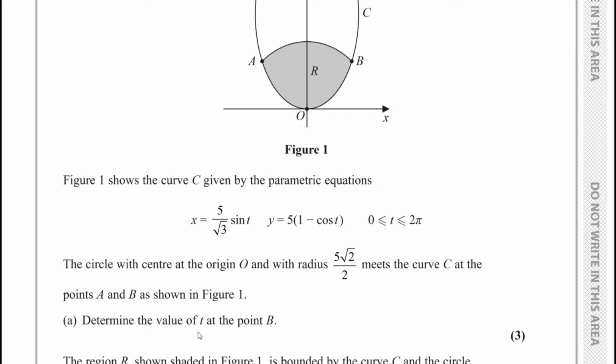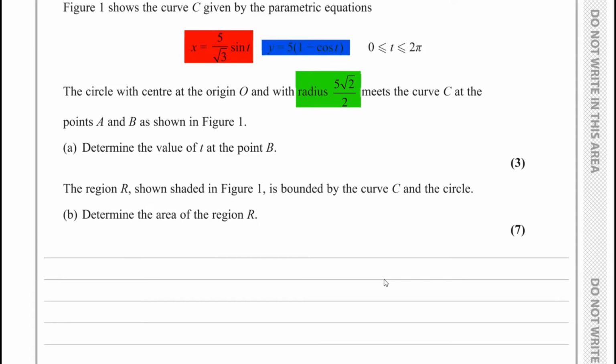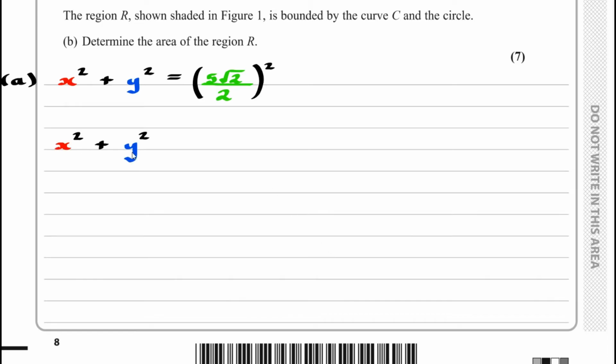We have to determine the value of t at the point B. So what we know so far is x equals 5 over root 3 sine t, y equals 5 multiplied by 1 minus cos t, and the circle has radius 5 root 2 over 2. So for part A, we've got the equation of the circle being x squared plus y squared equals radius squared. So we have x squared plus y squared equals 5 root 2 over 2 squared. And if we simplify, x squared plus y squared equals 25 over 2.